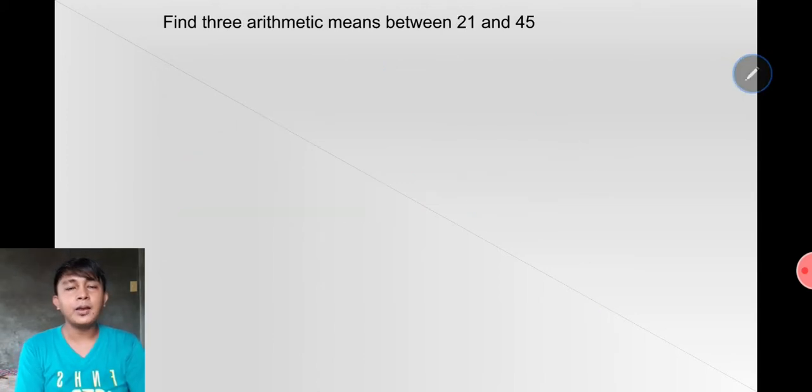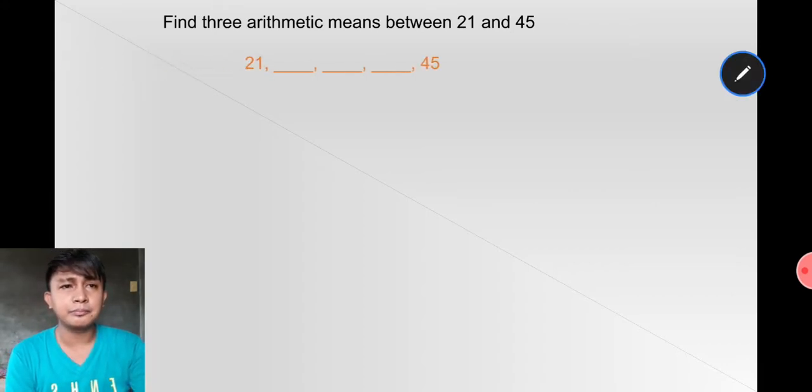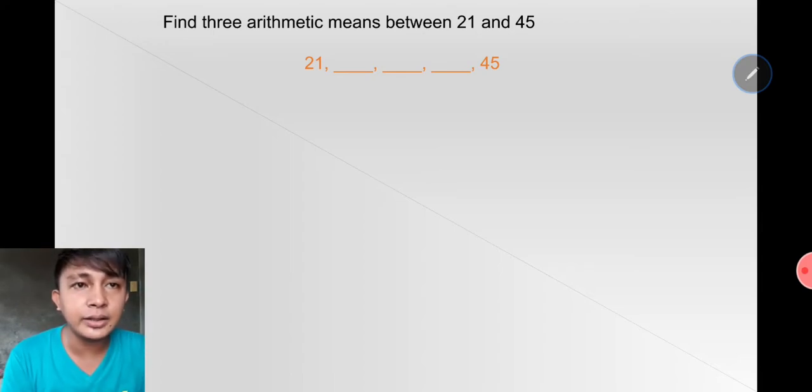Okay, next. Find 3 arithmetic means between 21 and 45. Sometimes the problem says insert 3 arithmetic means. This means that 21 is our first term and 45 is our last term. There are 3 arithmetic means, so let us first illustrate. There goes our illustration: 21, the 3 arithmetic means, and 45. We are to insert 3 arithmetic means between 21 and 45.